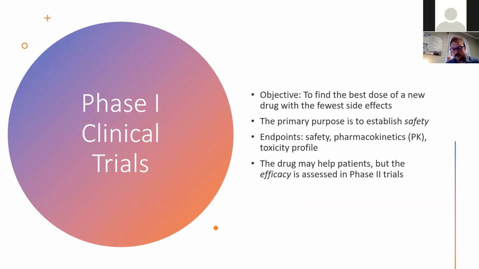So, like I said, this lecture series is going to be focusing on phase 1 clinical trials. So we're looking to see what the best dose is of a new drug with the fewest side effects, with the primary purpose being establishing safety. Once again, the endpoints are going to be safety, pharmacokinetics, and the toxicity profile of the drug. And like I said, the real important thing here is that while the drug may help patients, the efficacy itself isn't assessed until a phase 2 trial. So all we're really considering is the safety of this drug at this point.